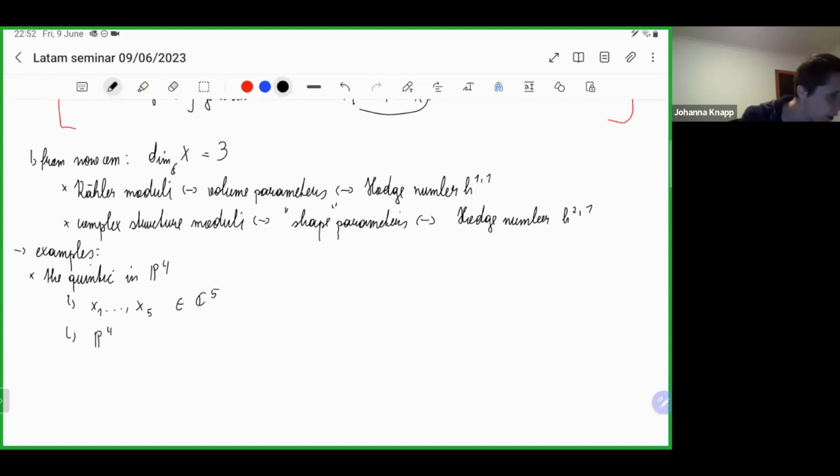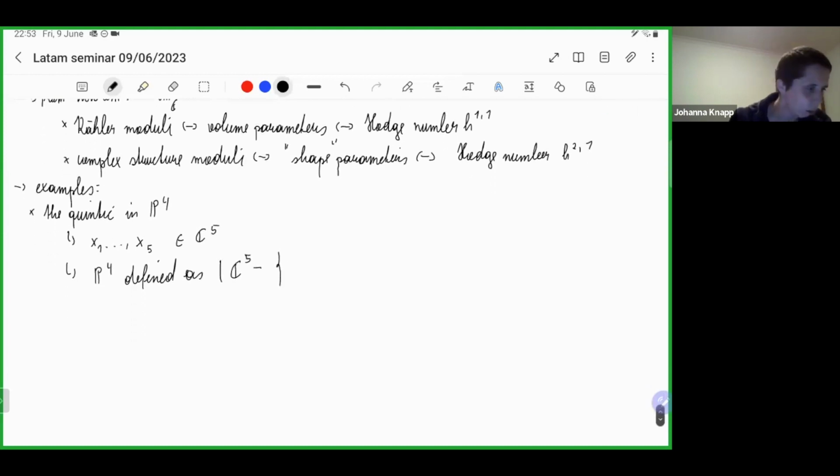So again, I omit the C, defined. There are many ways to look at projective spaces. I will use the standard way that is used in what's called toric geometry. You take some complex space of a certain dimension and you remove certain loci in this complex space. So in my case, what I want to remove is the origin. And then it's projective space.